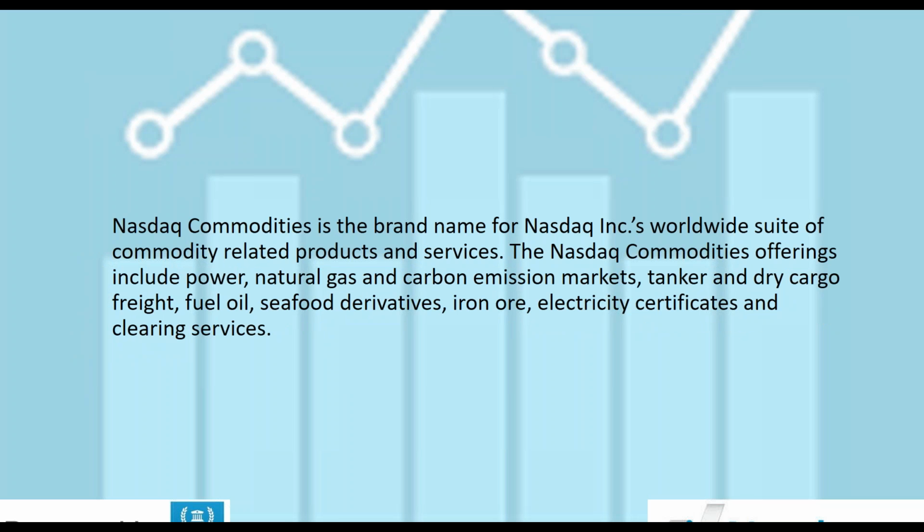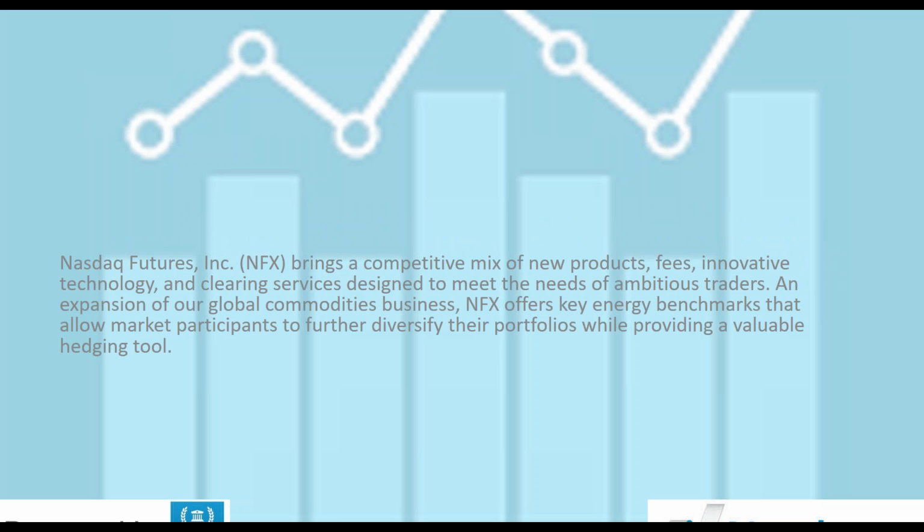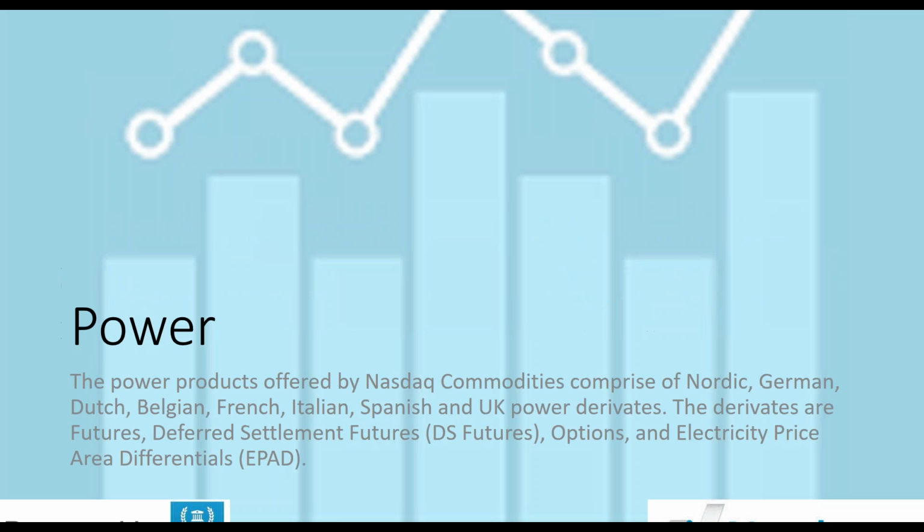NASDAQ Commodities is the brand name of NASDAQ Inc.'s worldwide suite of commodity-related products and services. The NASDAQ Commodities offerings include power, natural gas, carbon emissions, tankers, dry cargo, fuel oil, seafood derivatives, which is a new popular field, iron ore, electricity certificates, and clearing services. NASDAQ futures bring a competitive mix of new product fees and innovative technology and clearing services into the mix.